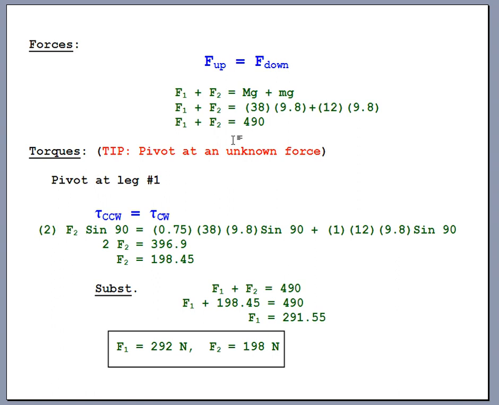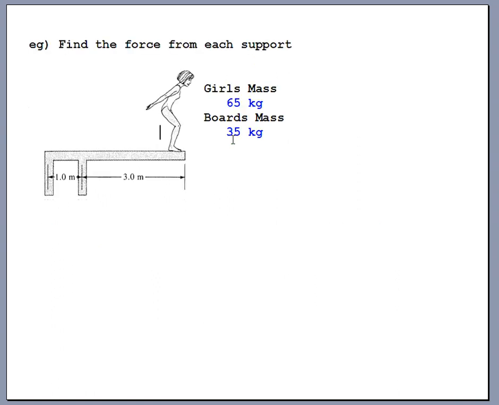Okay, let's do one more. This one is from your textbook. Okay, took the picture from there. Got this girl on the diving board, and I think the intent of the picture in the book was for her to be located right at the end of this.